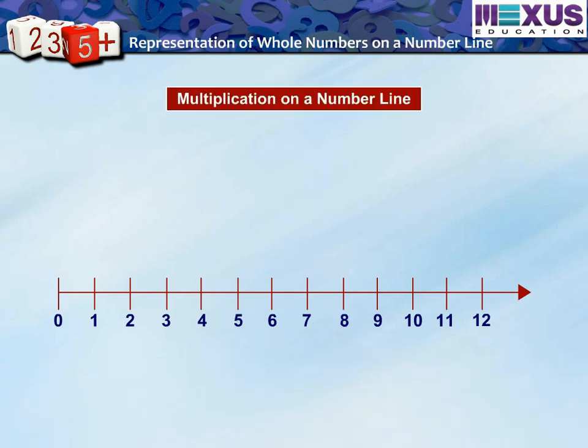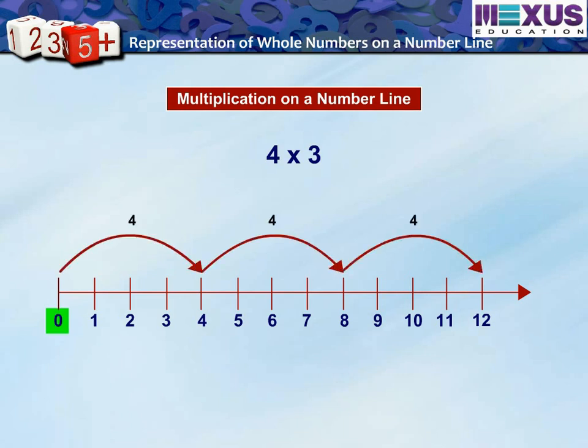Let us now see multiplication of whole numbers on a number line. Let us find out 4 multiplied by 3. Now 4 multiplied by 3 means taking 4 steps 3 times. So starting from 0, taking 3 jumps towards the right, each of 4 steps, we reach 12. So 4 multiplied by 3 is 12.